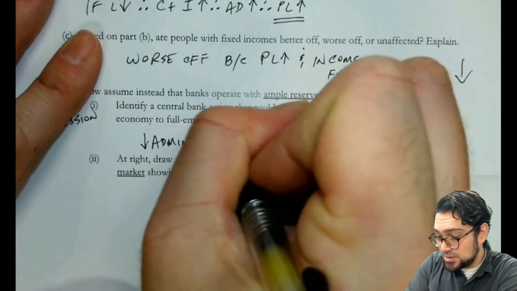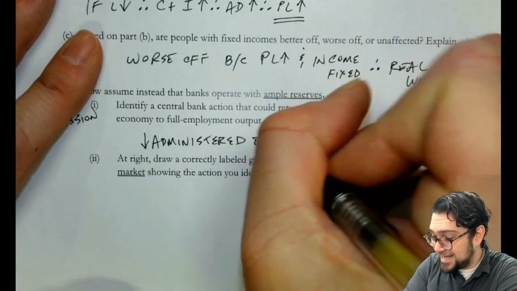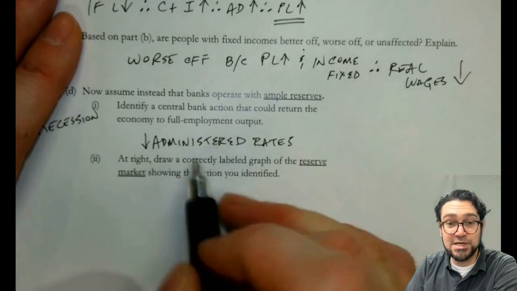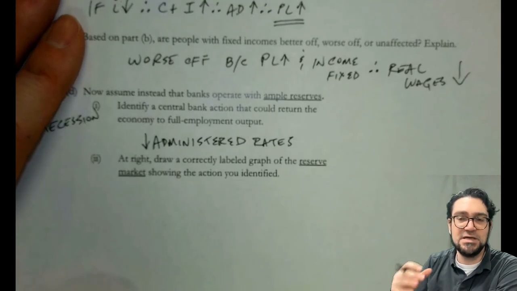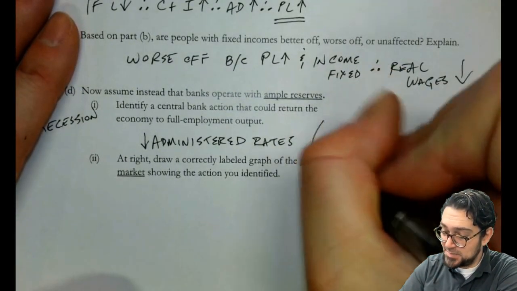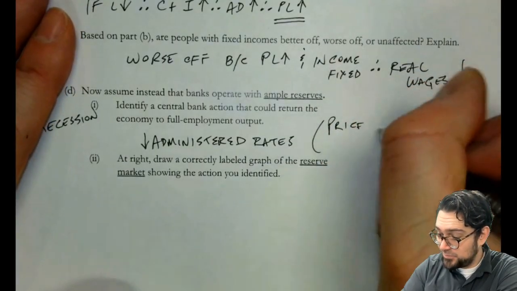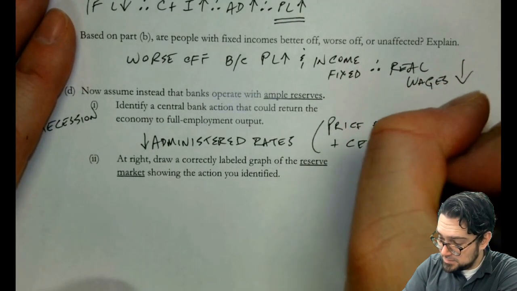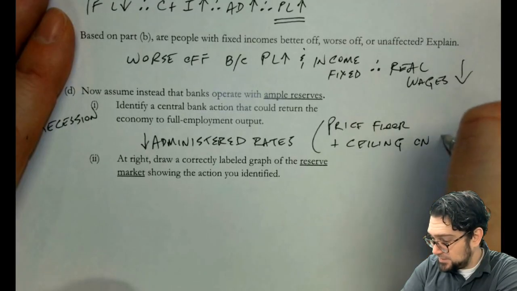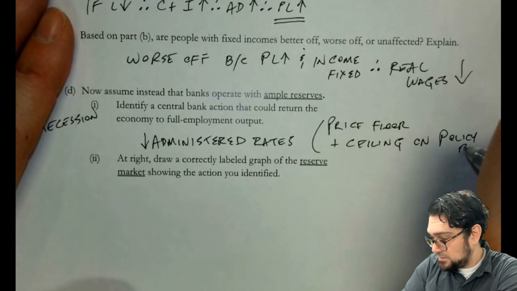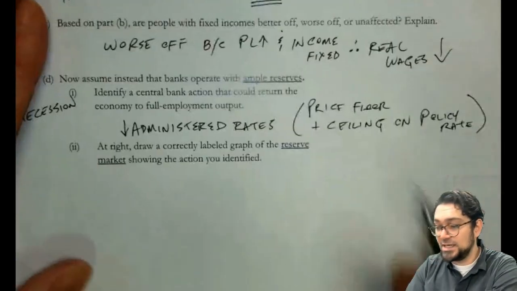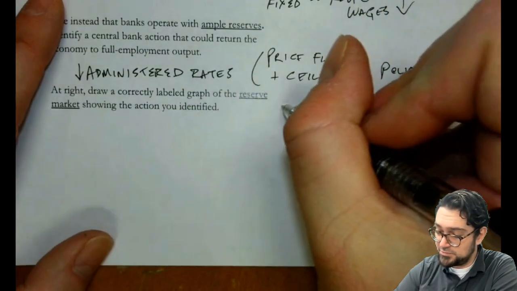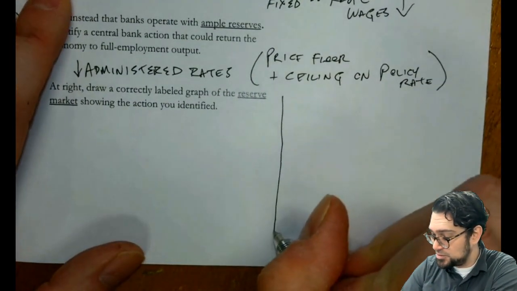Now, some students are going to just want to say lower interest rates, but that's not an answer that would be acceptable. We need the word administered here because we're trying to be specific that we're talking about the price floor and the price ceiling on the policy rate. What we're actually adjusting are the price floor and the price ceiling, and that's causing the policy rate to change. At right, draw a correctly labeled graph of the reserve market and show that.